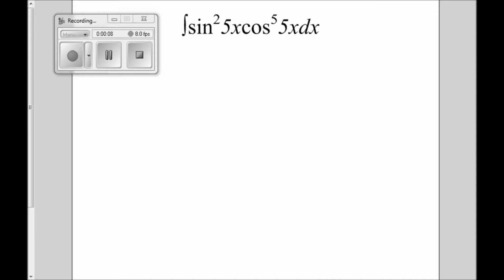We have 7-2, problem 3, which is the integral of sine squared 5x times cosine to the fifth of 5x dx.